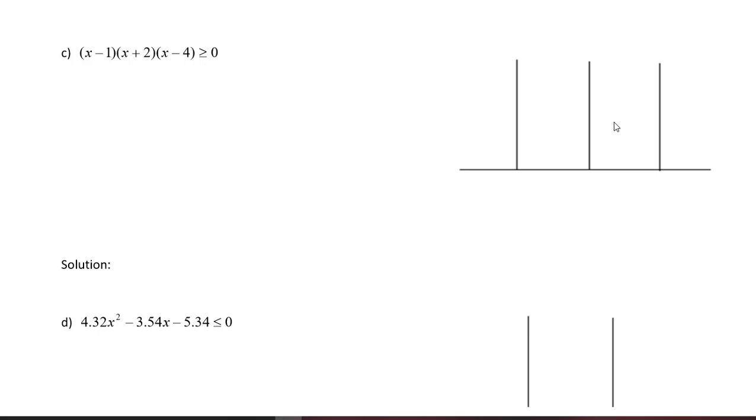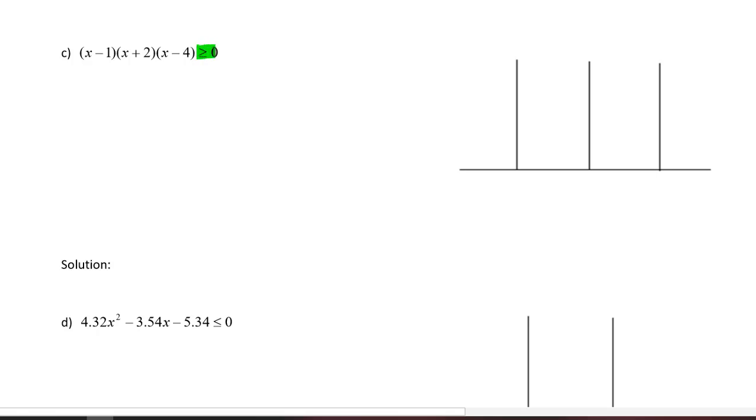In this video, we're going to continue working on polynomial and rational inequalities. Let's look at the next example. We have (x - 1)(x + 2)(x - 4) is greater than or equal to 0. In this case, we're looking for where the polynomial is above the x-axis or equal to the x-axis.